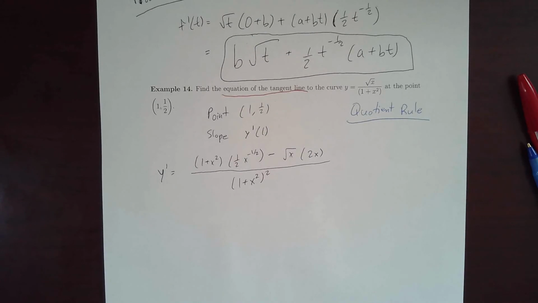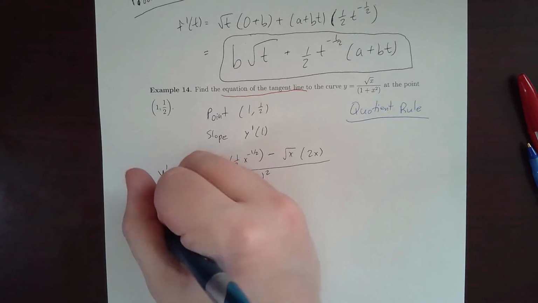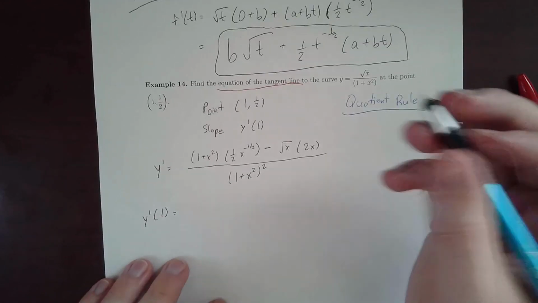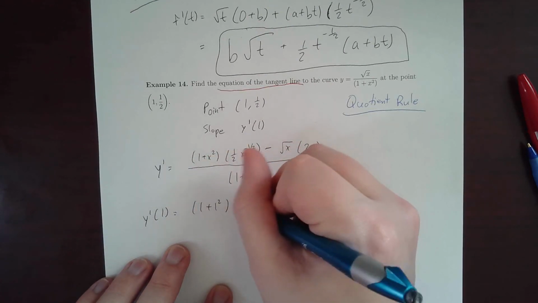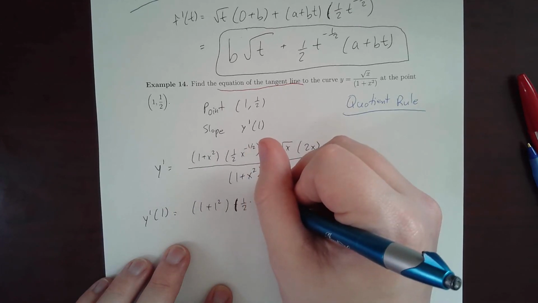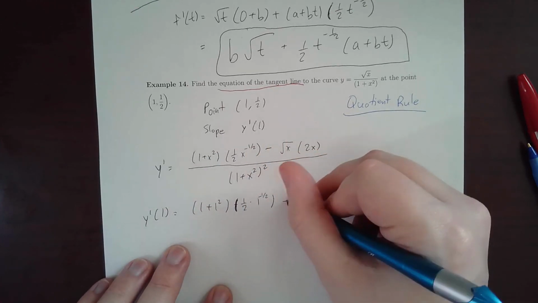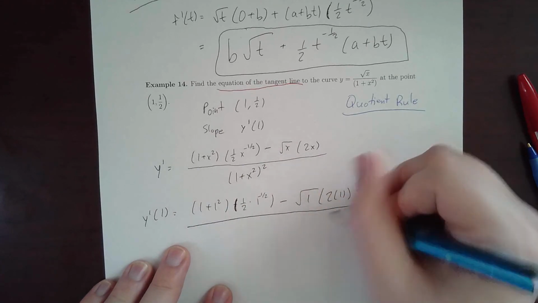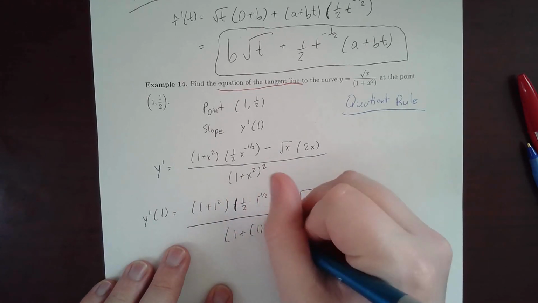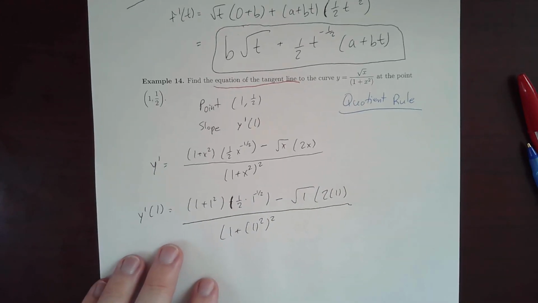Now note that we're not actually interested in having a solid formula for this derivative. So there's a lot of simplifying we could do, but it's not necessary for us. So what we are interested in is going ahead and plugging in 1. So we want y prime of 1. And so this will be 1 plus 1 squared times 1/2 times 1 to the negative 1/2 minus the square root of 1 times 2 times 1 all over 1 plus 1 squared squared. That's a lot of 1's.